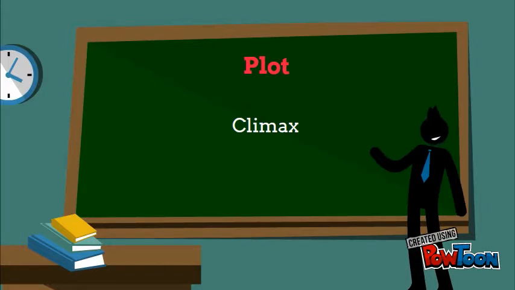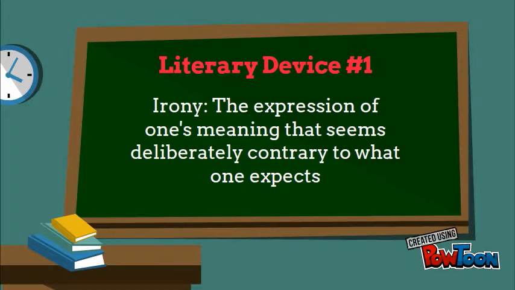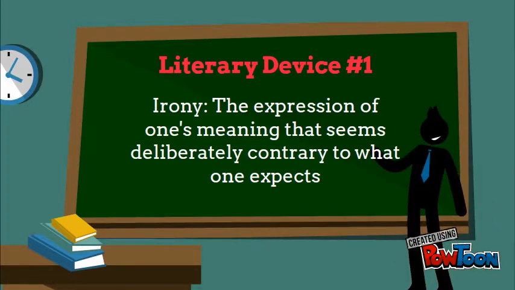So now we will be analyzing the literary devices used in The Blind Dog. Firstly, R.K. Narayan uses irony. What is irony? Irony is the expression of one's meaning that seems deliberately contrary to what one expects. This literary device is one that resides in the blind dog's name, Tiger.